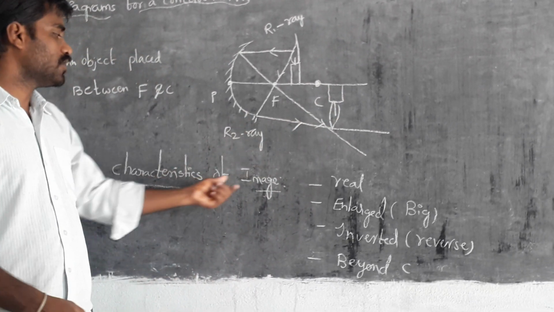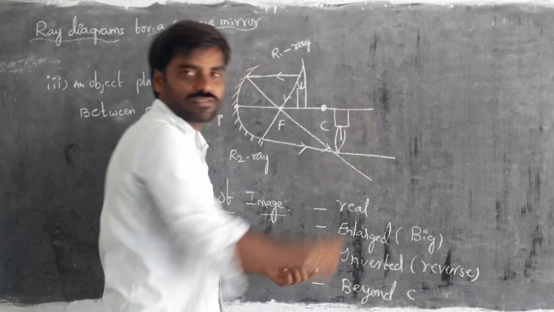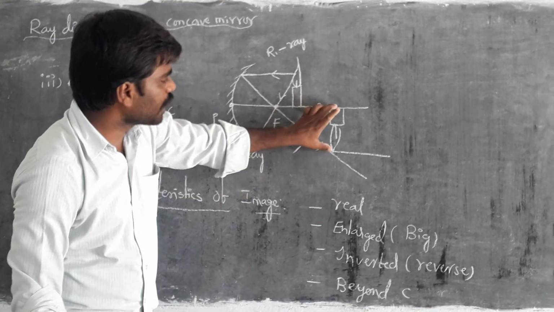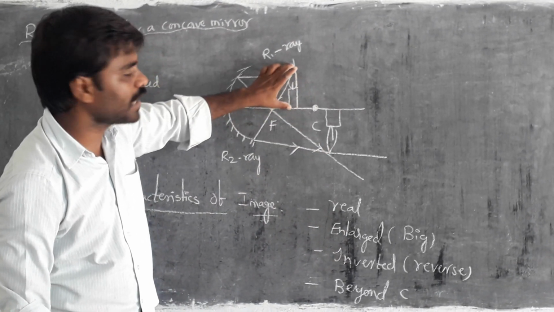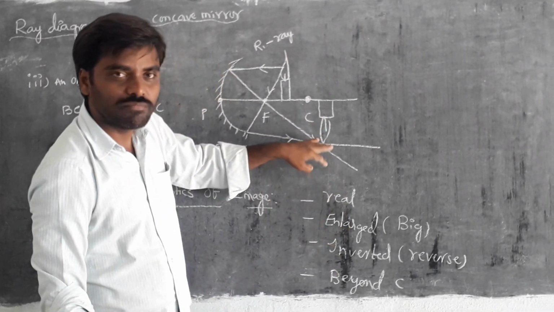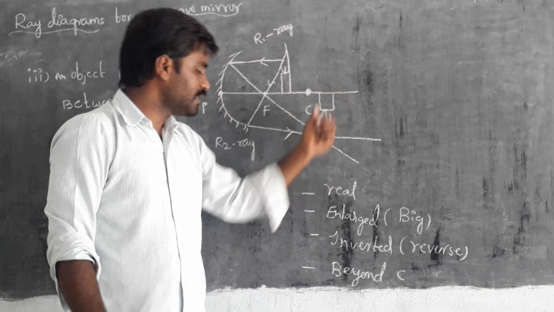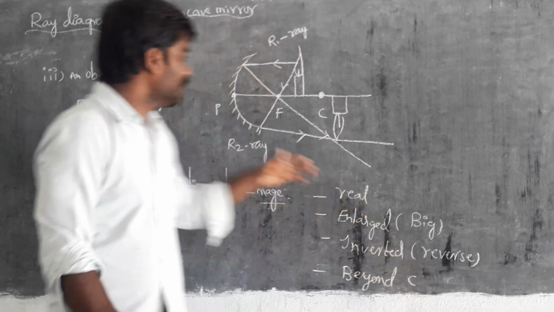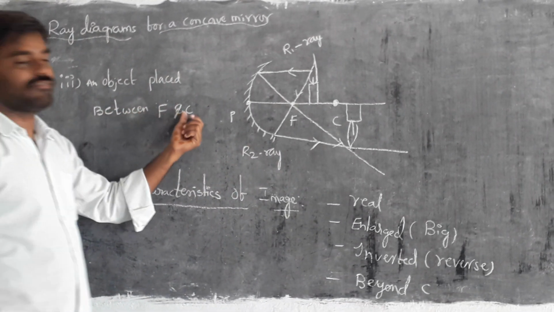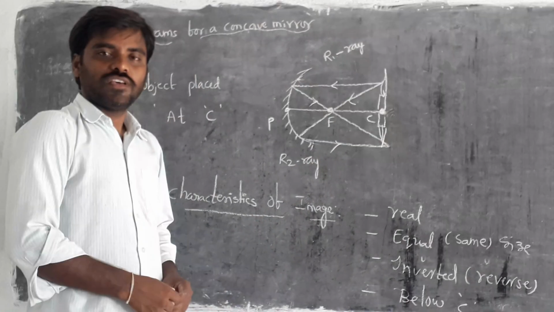Then what are the characteristics of the image? It is a real image, meaning it is possible to capture on the screen. It is enlarged, meaning the size of the image is a little bit bigger than the size of the object. Then it is in reverse form. The reverse form of an image we call inverted. Where is the place? The place is exactly beyond C. The condition is for what? An object is placed between F and C. See the condition. Right, children? Got the clarity? Yes, children.